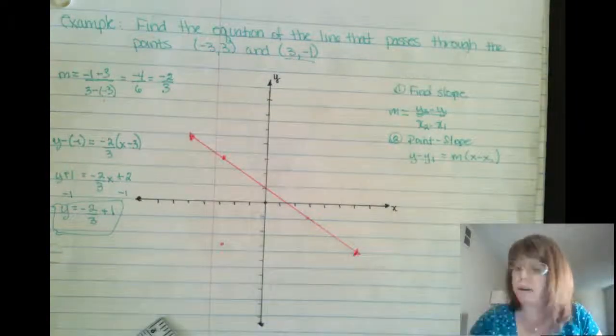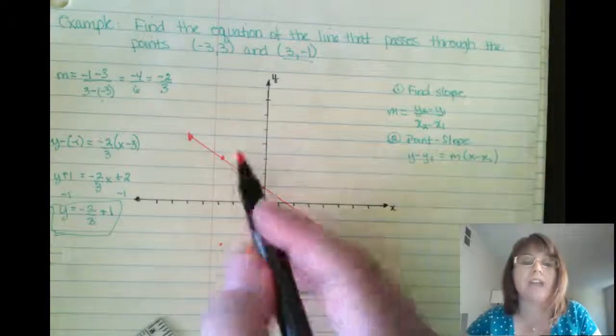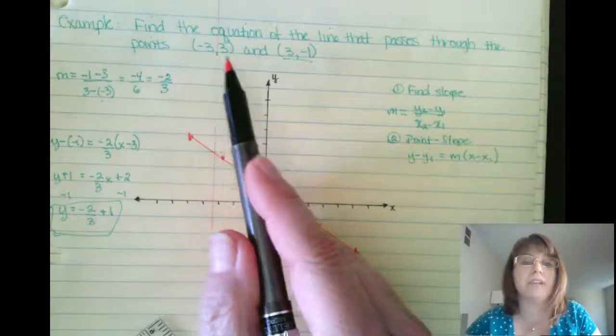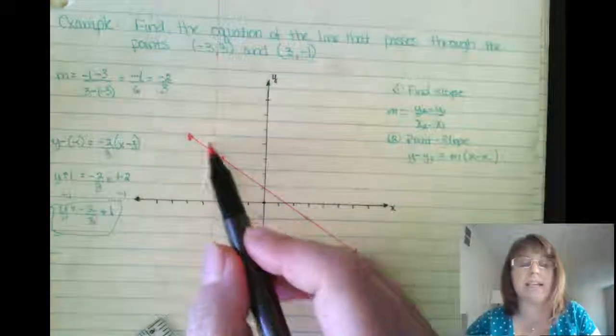Aha, I found my error. So what I did was I accidentally plotted -3, -3. I should have plotted -3, 3, and then I connect the dots. So as you see, yes indeed, I have a negative slope.